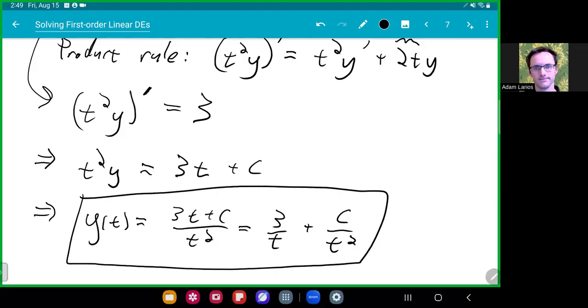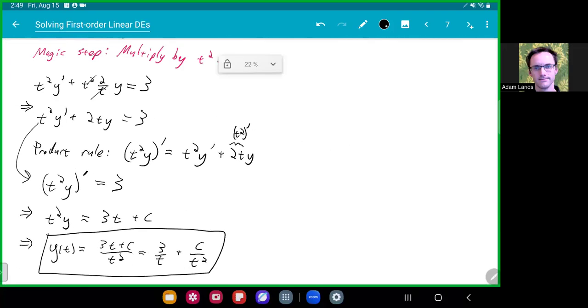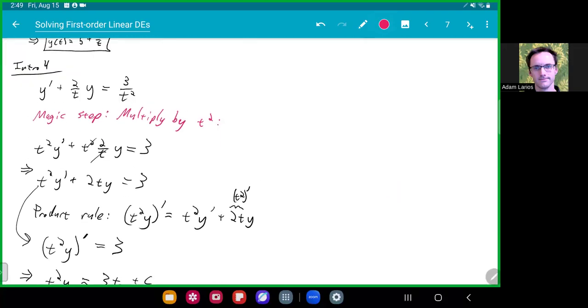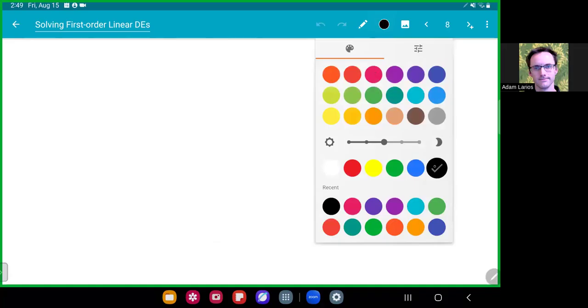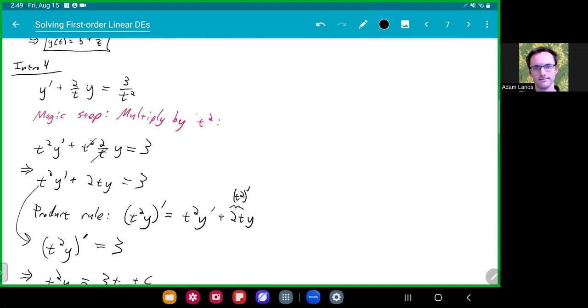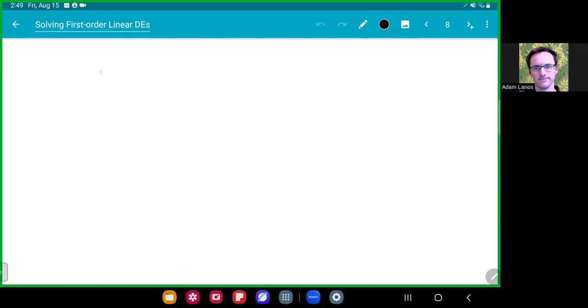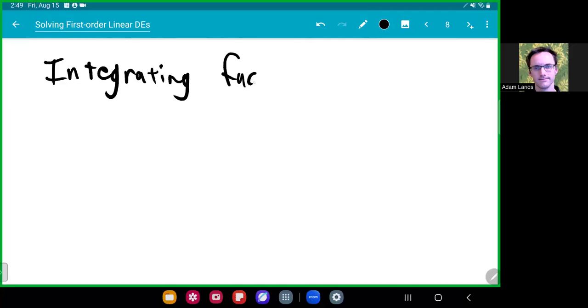Okay, this is the technique of integrating factor. I now have to teach you how to find this special multiplying factor, the special thing that shows up there. That's why it's called an integrating factor, by the way. So t squared in this case is the integrating factor. So let's take a look at the technique in general. Integrating factors in general. In fact, you can make it more general than this, but this will be good enough for our purposes.